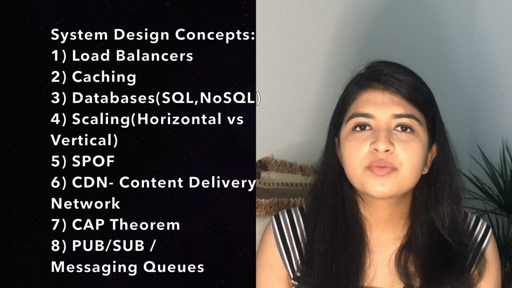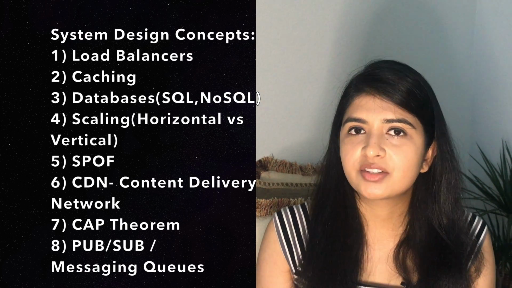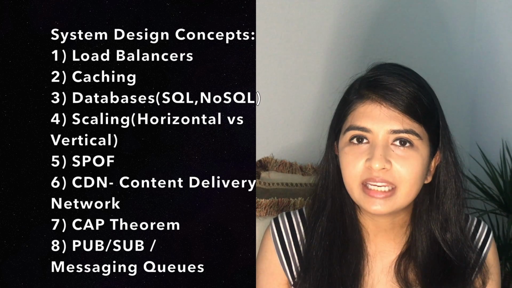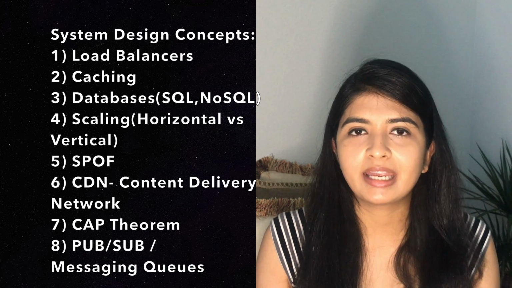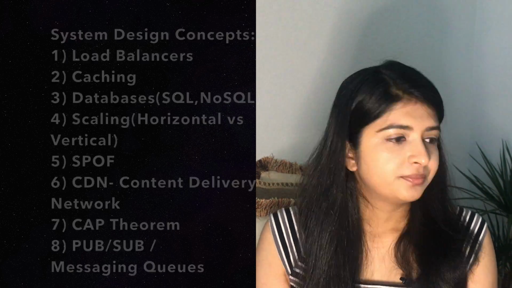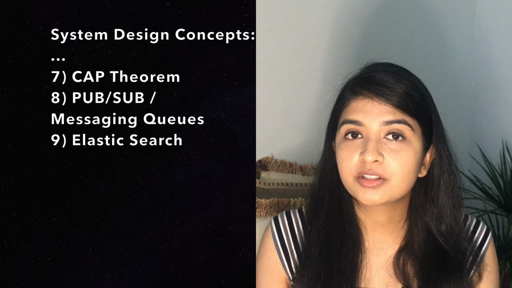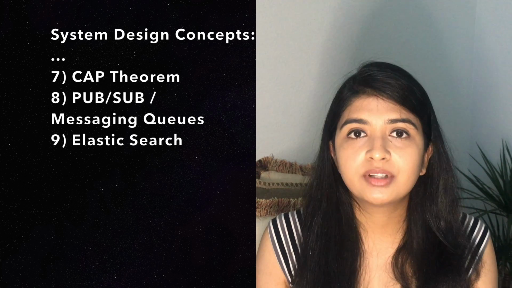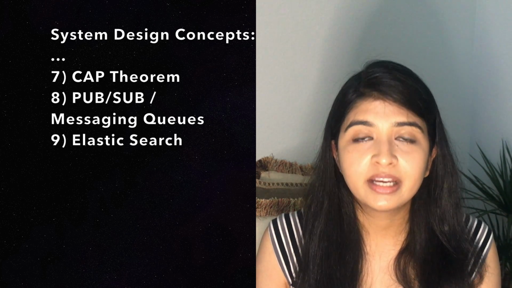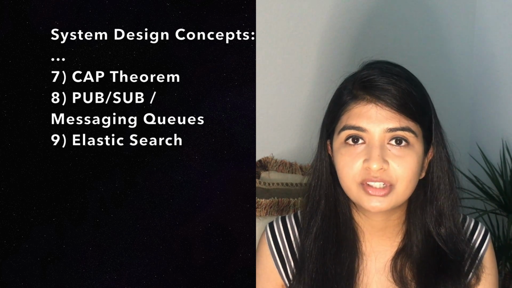You also have to know three types of consistencies: strong consistency, weak consistency, and eventual consistency. The next one is publisher-subscriber or the messaging queues. You need to have a basic understanding of the publisher-subscriber model and how to use the messaging queues. Next one is Elasticsearch. You need to have a basic understanding of how Elasticsearch works. For example, if you are given an e-commerce website to design, you need to have efficient search functionality.